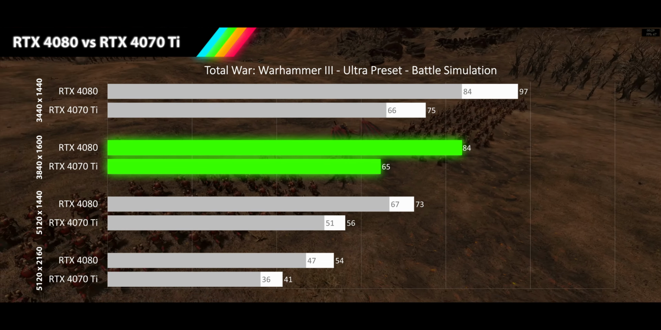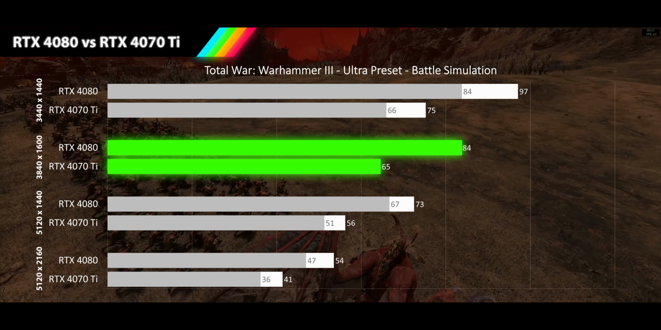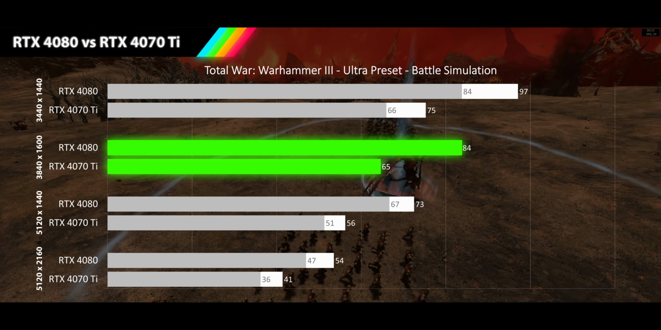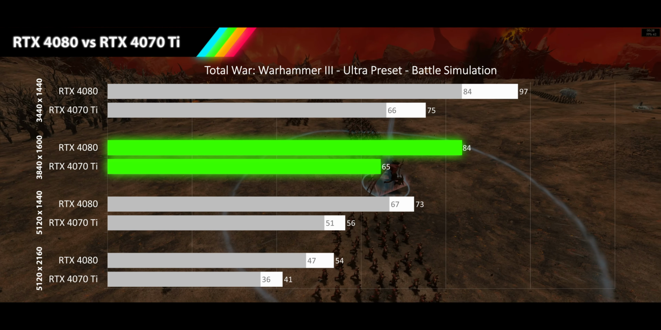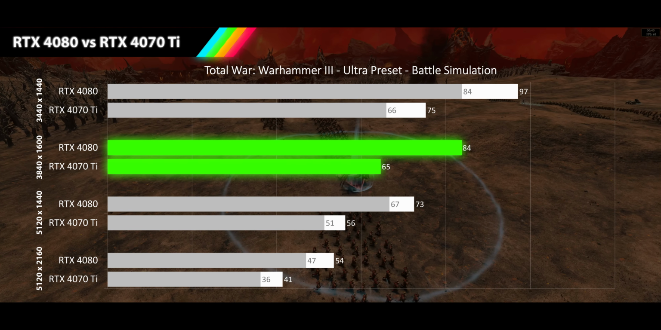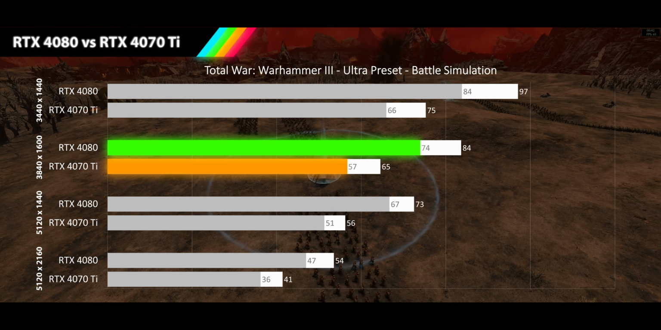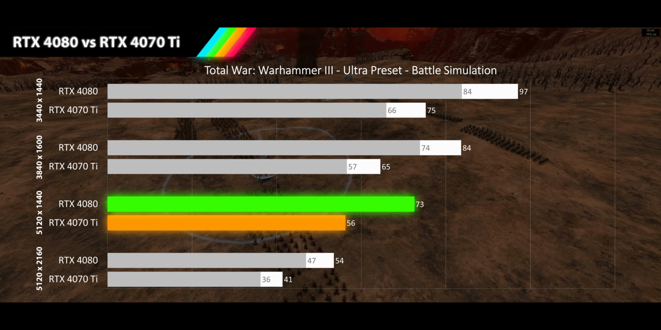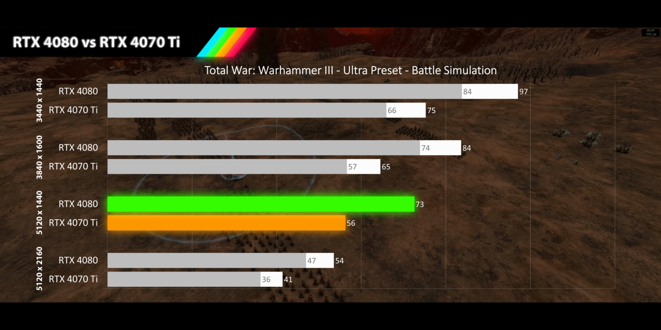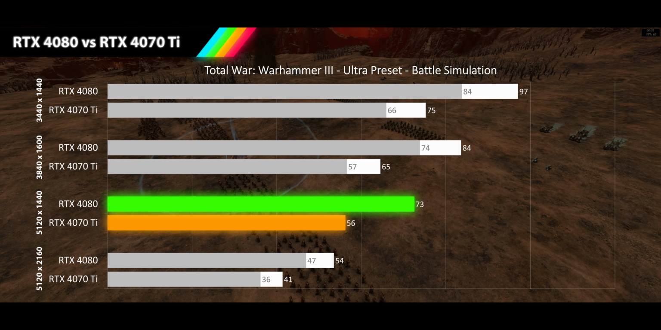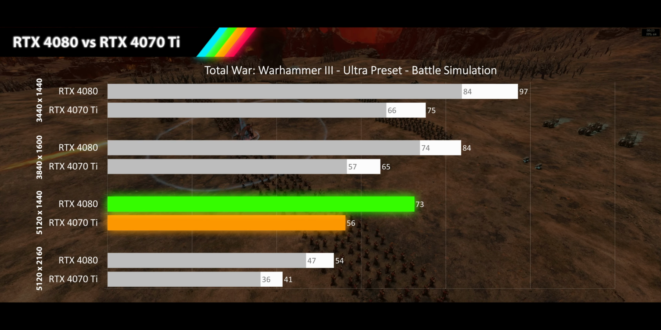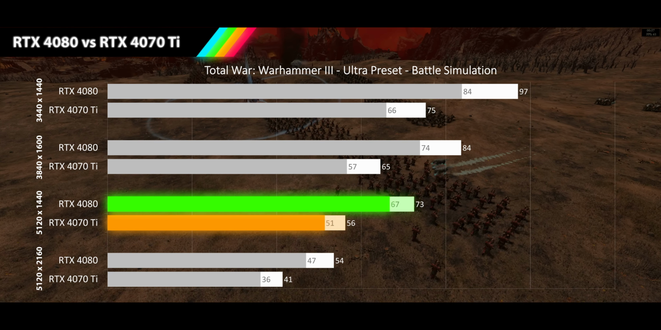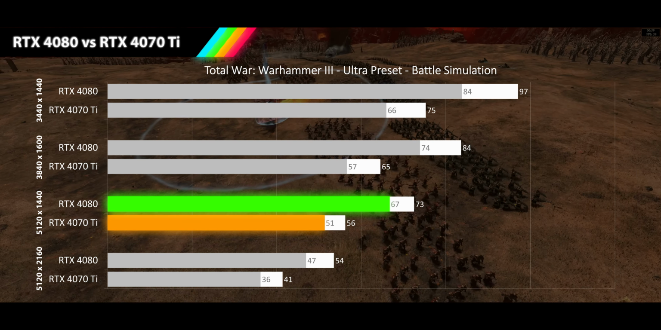At 3840 by 1600, we see both cards stay in smooth territory, with an 84 FPS average for the 4080, a 30% better result than the 65 FPS average for the 4070 Ti, with a slightly higher 31% 1% low advantage for the 4080. For our 1440p Super Ultrawide resolution, we see a smooth 73 FPS for the 4080, a 29% advantage over the 4070 Ti that gets an acceptable 56 FPS, with similar 30% advantages at the 1% low.